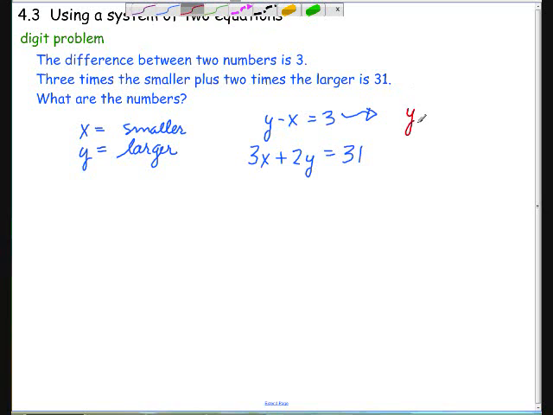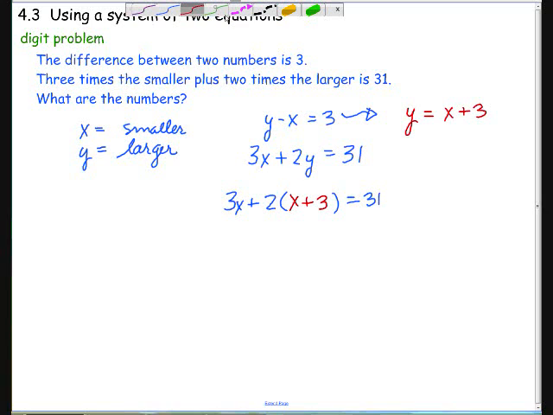Now I could do linear combination, but since we've already demonstrated that, let's convert this into something we can use for substitution. I'm going to add x to both sides. It has this lovely property of not having any negatives in it either. I like that. So now I'm going to use the second equation, 3x plus 2, and instead of writing y, I'm going to write what y is equivalent to, which is right over here, x plus 3.